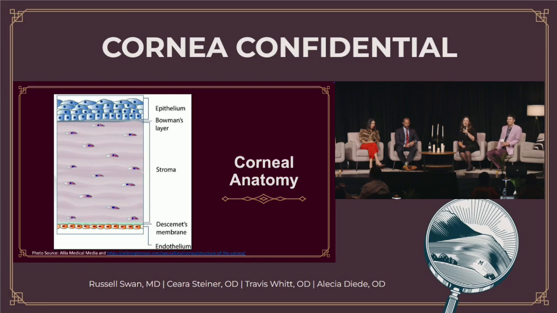Just starting out here, as a reminder, I know you guys all know this, going through the cornea, the top layer being the epithelium, moving down into Bowman's layer. I really explain the stroma to my patients as more like the meat of the cornea, much more of a bulk there, then Descemet's, then into the endothelium. So we'll go through a couple of different cases that highlight each one of those.